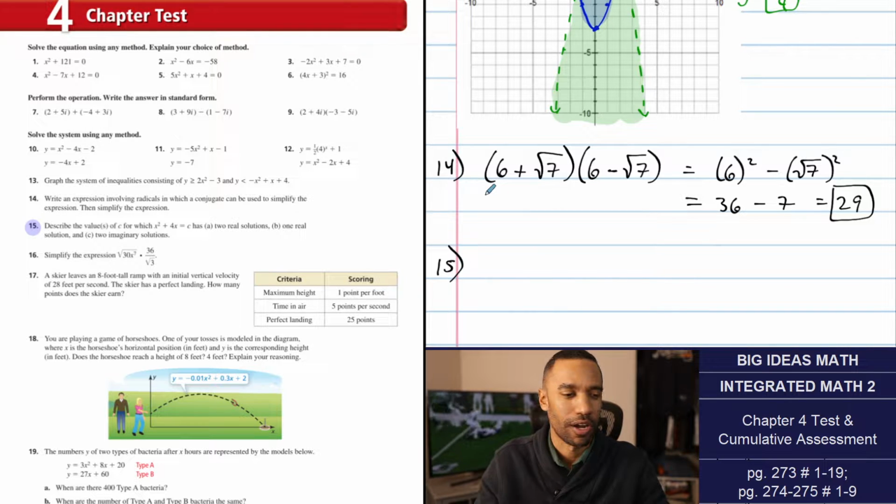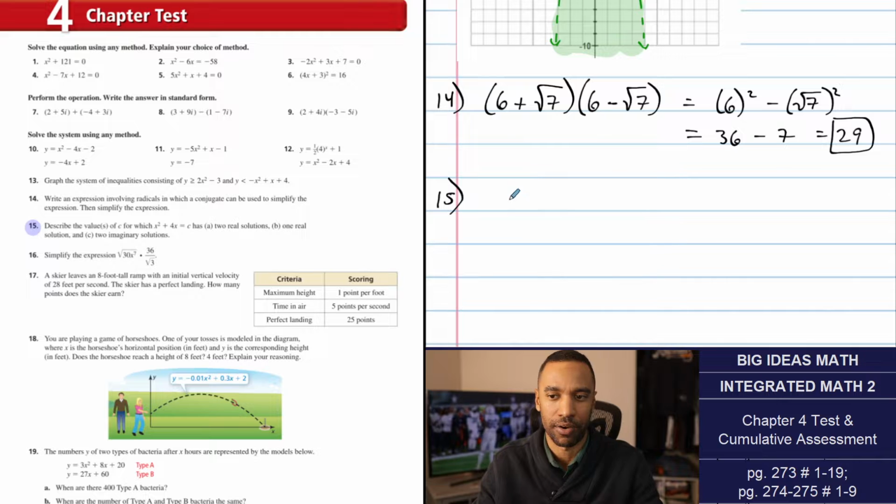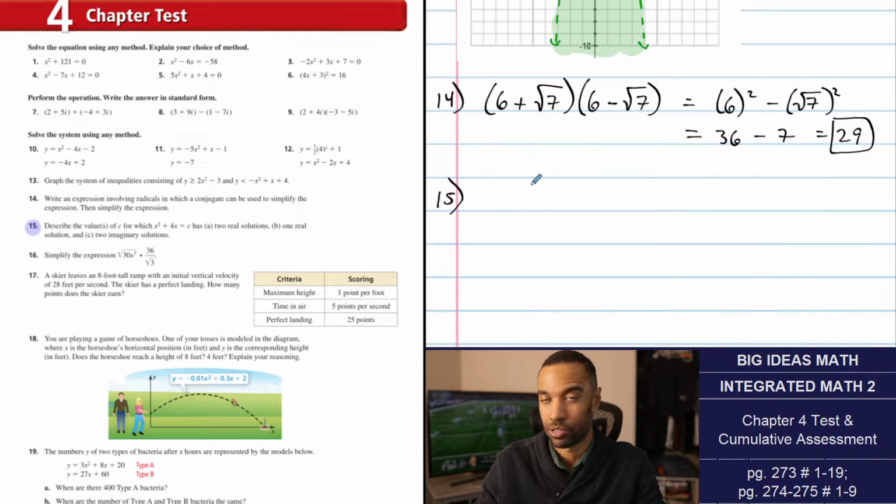Sorry if that was kind of wrong. Describe the values for C for which x squared plus 4x equals C has 2 real solutions, 1 real solution, and 2 imaginary solutions, or no real solutions, right? X squared plus 4x equals C.